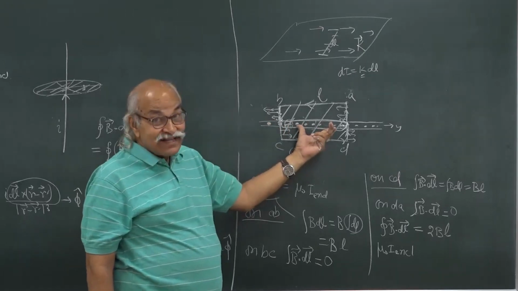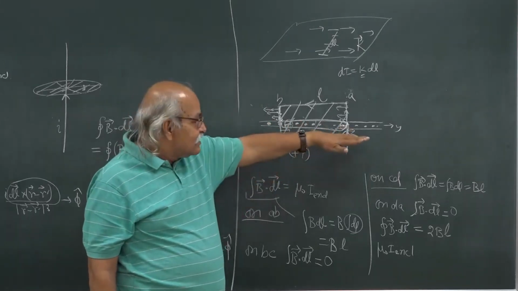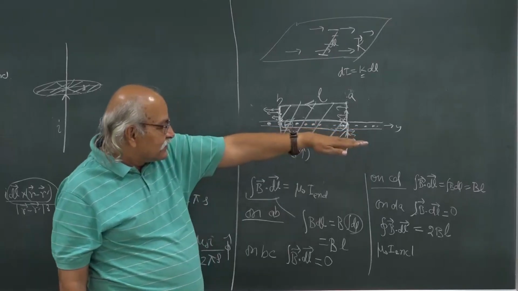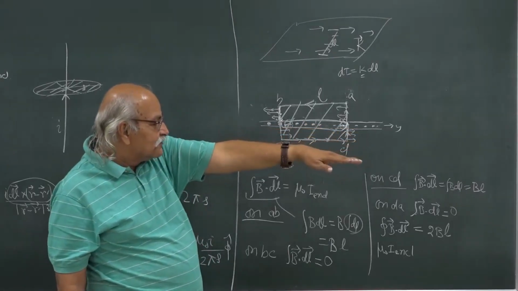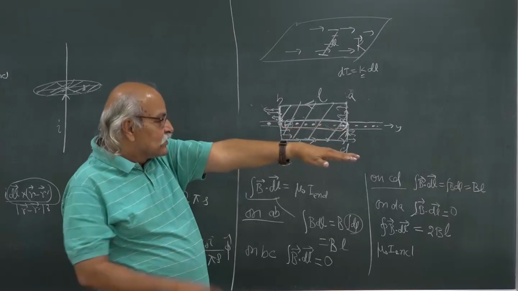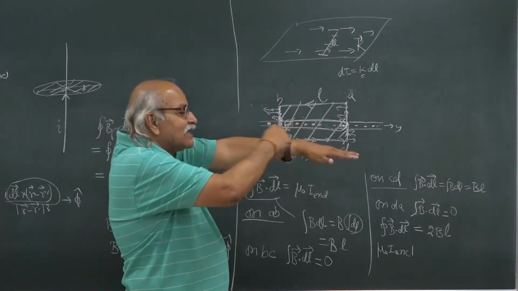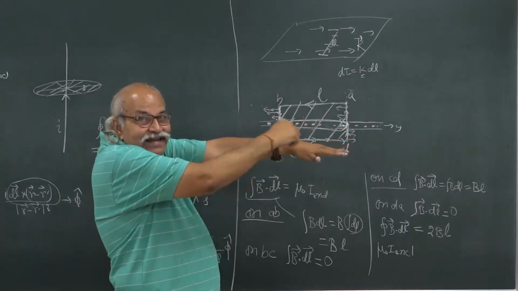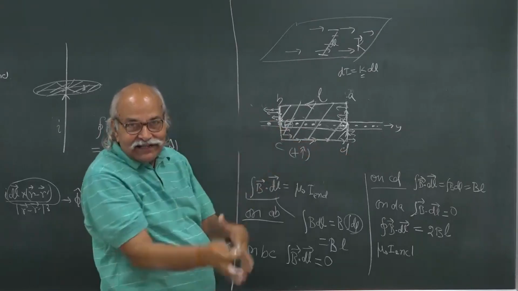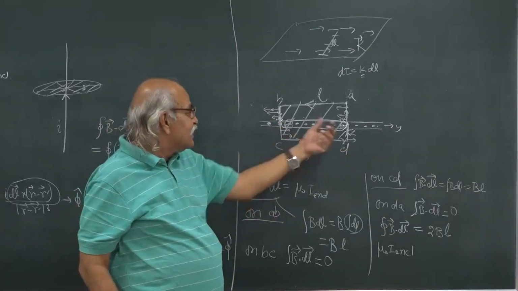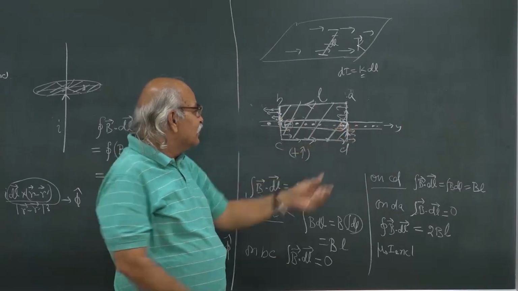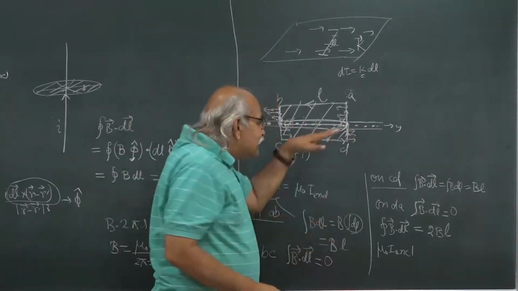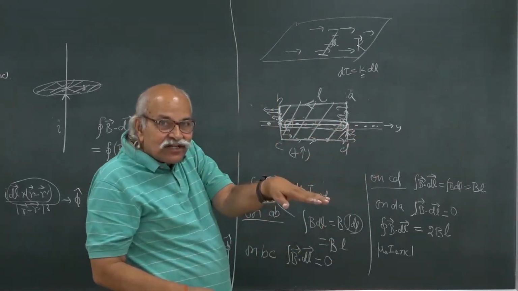And how much is this current? If the current is going in this direction, surface current, then the surface current density we define, perpendicular to that you take a line, and K times dl will be the current. So here this length is L, from here to here the length is L, and this length is perpendicular to the current direction.